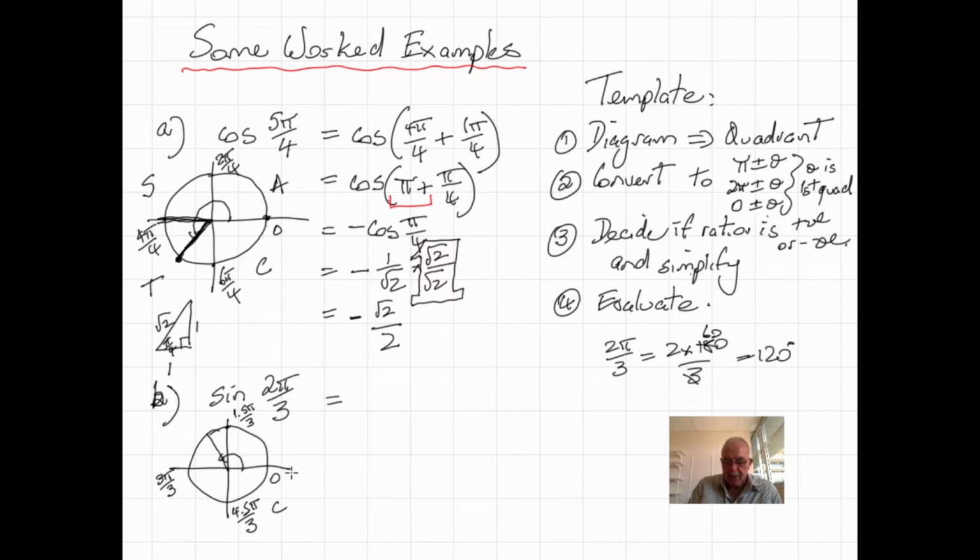We then put our CAST. So because we're working in this quadrant, it'll be pi minus. So if we go back to our template, it'll be pi minus something. So it'll be sine of 3 pi on 3 minus 1 pi on 3.